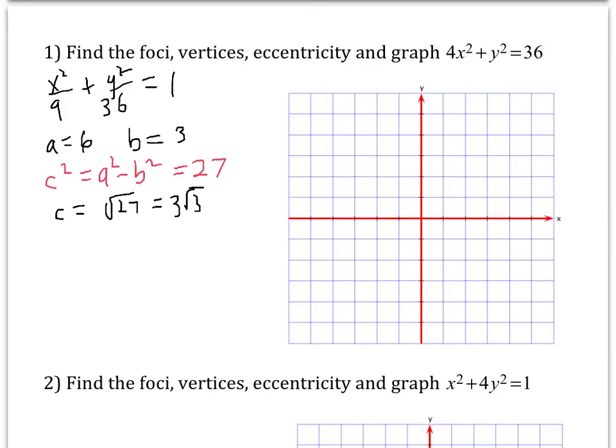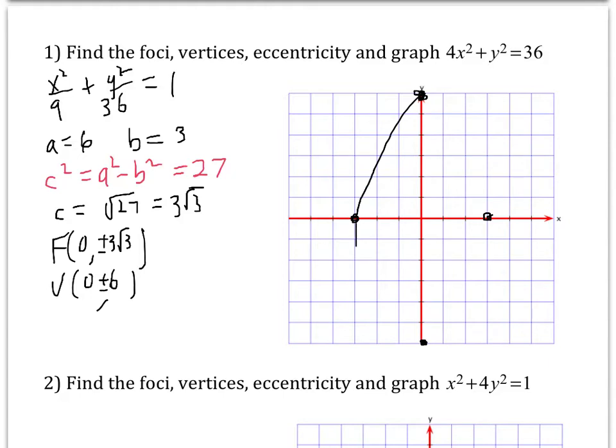So that means that c equals the square root of 27, which is 3 radical 3. So what are the coordinates of the foci? Since it's vertical, the foci are going to be (0, ±3√3). The vertices, remember it's vertical now, are (0, ±6). And so you've got 6 here, negative 6 here. And then the endpoints of the minor axis are ±b, 3 here and 3 here.